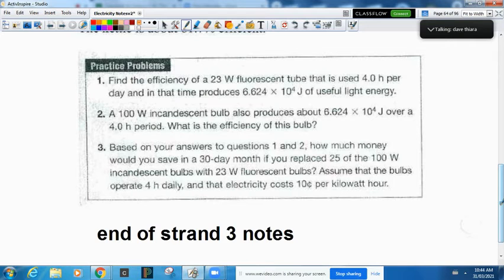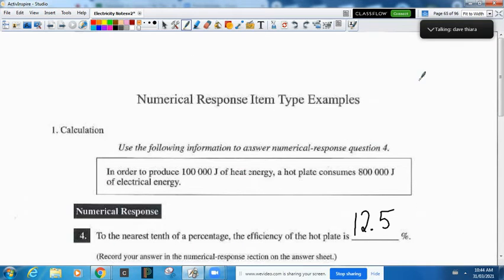There is an efficiency worksheet that I will give you to work on, and then we are going into outcome number 4 next, the last outcome of the year. Before we get there, I'm going to show you some other things.